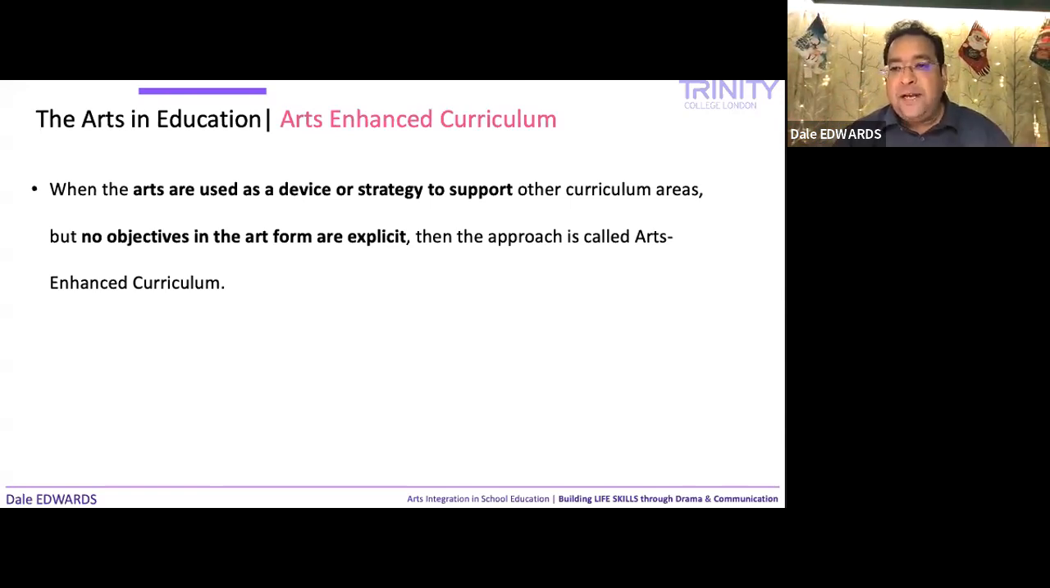But students are not really asked to remember the song structure or to understand the song structure or to develop even singing skills. They will all sing, and very often in unison, because that's the way towards remembering the ABC. So that's essentially what an arts enhanced curriculum is. There's no development of the art. They're just using art as a means to an end.